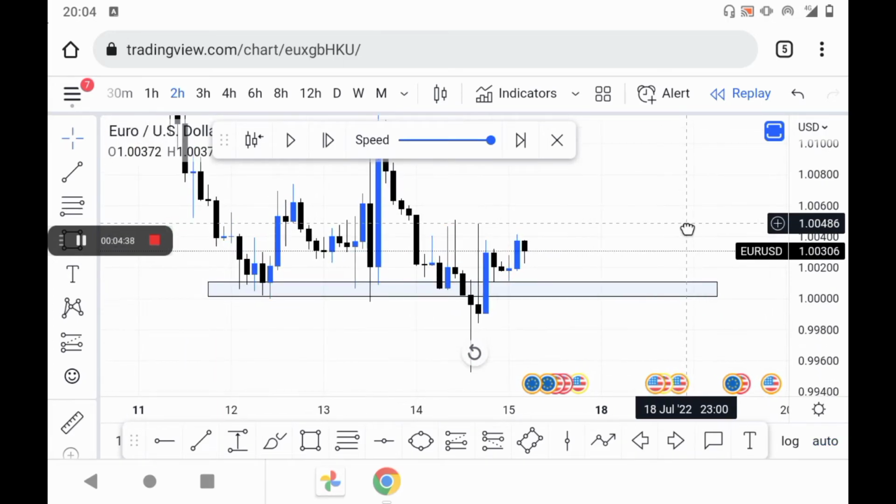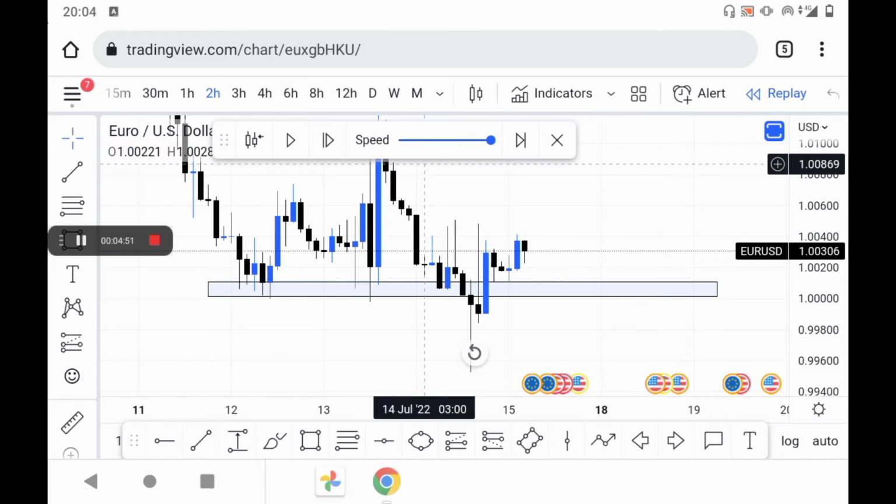4-hourly, 2-hourly is bullish, and that's fantastic. That's going in accordance with what I am looking for. All that I need now is a correction into my area of concern and a long opportunity from there. That's what I am looking for.